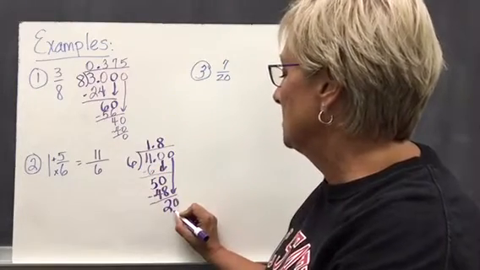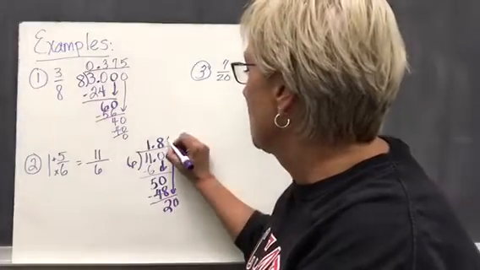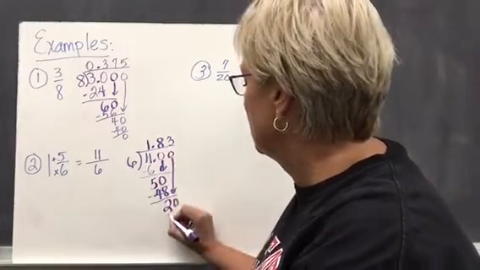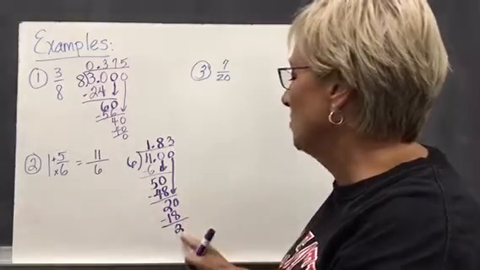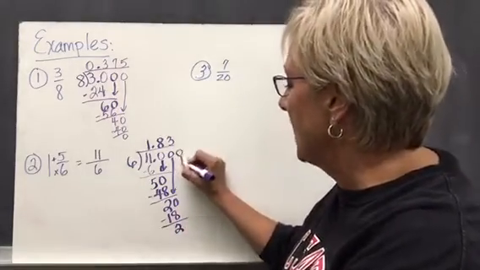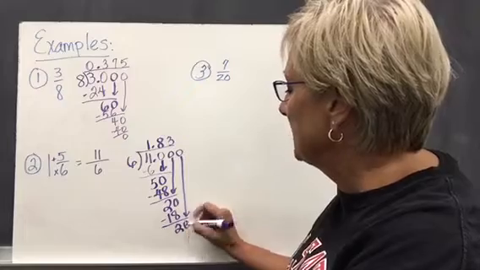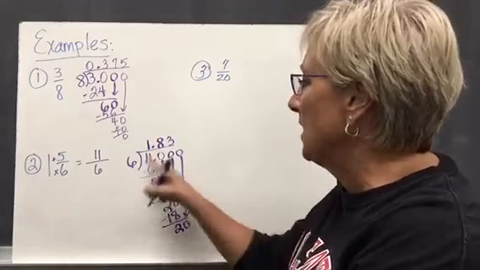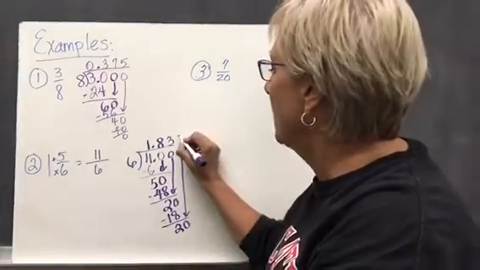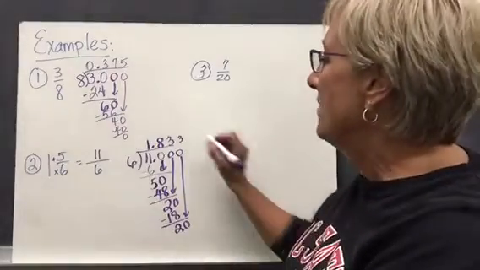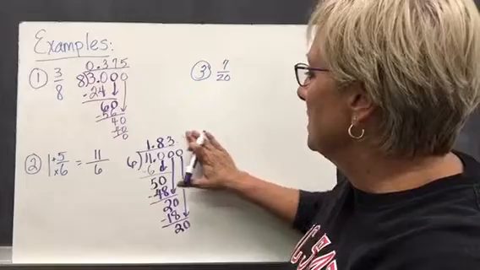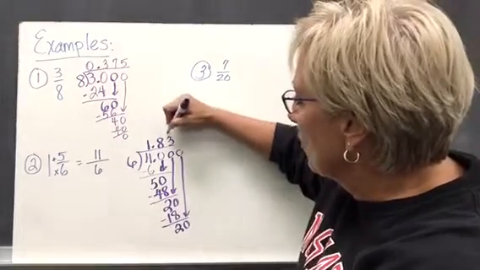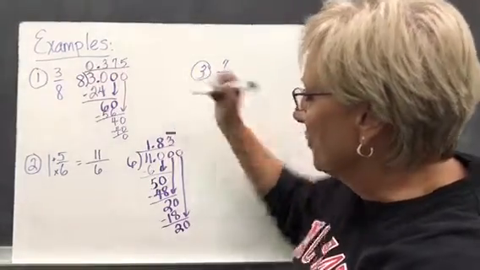6 goes into 20 3 times. 3 times 6 is 18. If you notice what happens, I have 2 left over. I can continue adding zeros, but you should see now that it's going to just keep repeating the 3. So if I had a 3 here, I know that's going to work. If it's just going to keep going 3, 3, 3, erase all these 3s, and we're going to put a repeating bar over the 3.